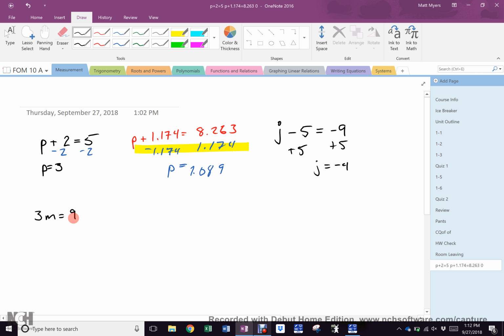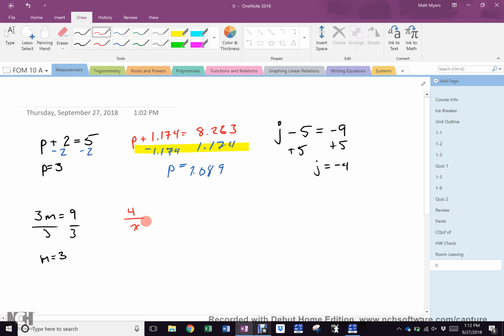Divide by what? By 3. You have to isolate the variable. And you don't want that 3 near the variable. And anything you have to move, you have to do the opposite of what you see. Because algebra is unpacking something. Divide by 3, divide by 3. So now I have m equals 3. What if I have this one?